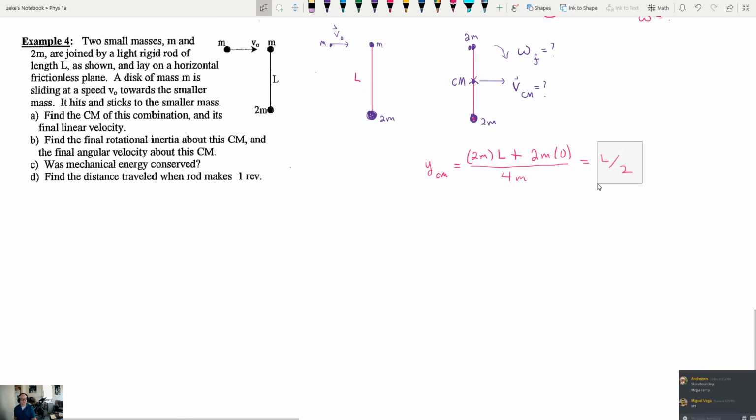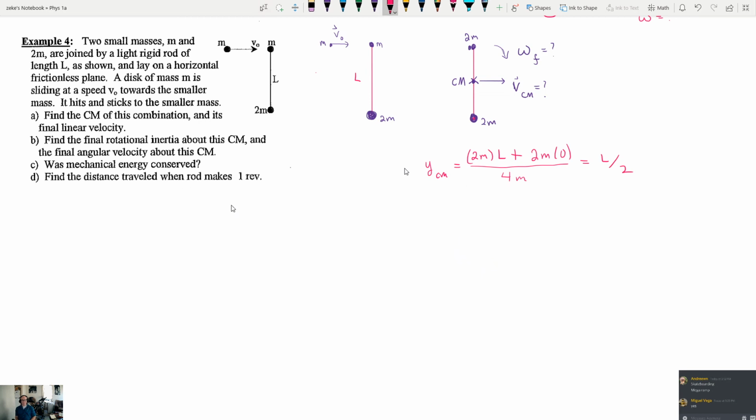So L over 2, and that would be in reference to this point, so that means it's right there in the middle. Okay. Let's go ahead and go through and calculate this. These kinds of problems, in my opinion, are a little bit daunting. They're a little bit challenging when you first look at them. But as you will see when we go through the calculation here, the solutions are pretty simple.